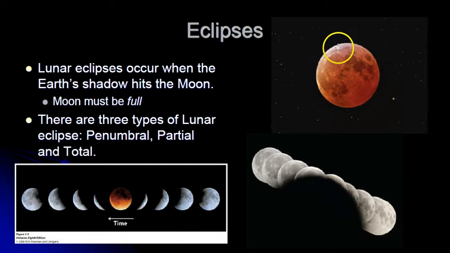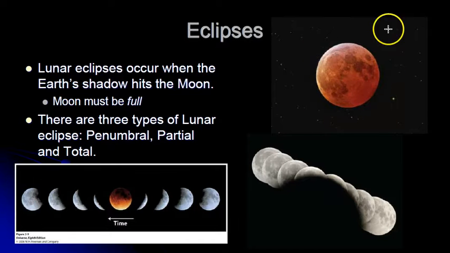Here's a great picture of a total lunar eclipse like we recently had. Every time a lunar eclipse happens, it's going to be at a full moon. Why? The moon has to be on the opposite side of the Earth from the sun in order to have an eclipse happen. And when the moon is on the opposite side of the Earth from the sun, it's at full. Now we can have a total lunar eclipse, we can have a partial lunar eclipse, or we can have a penumbral eclipse. And we'll show you what those different things look like.